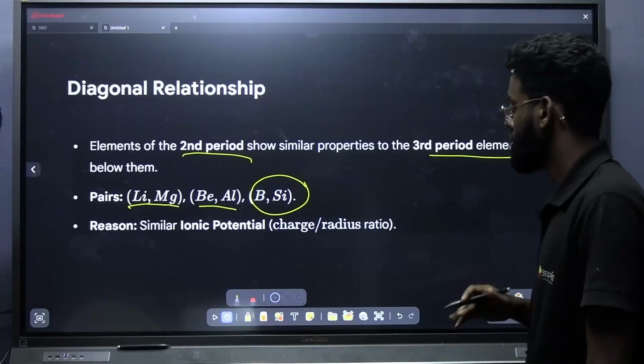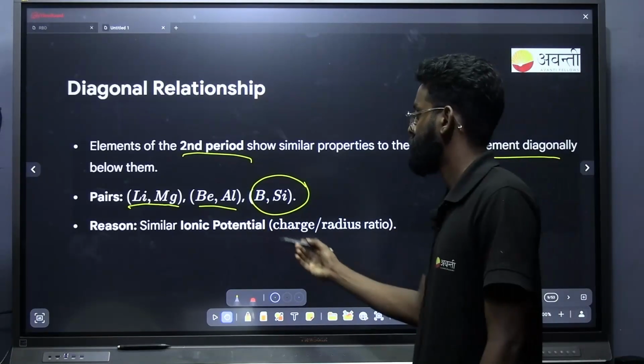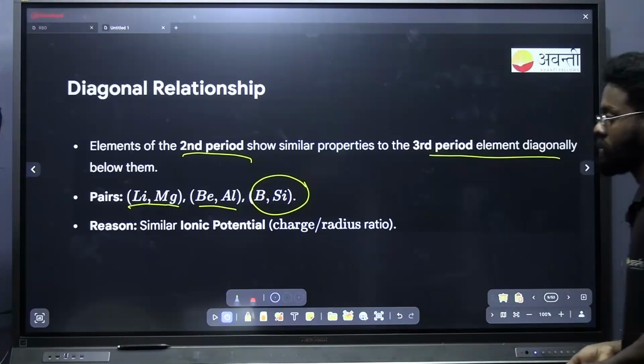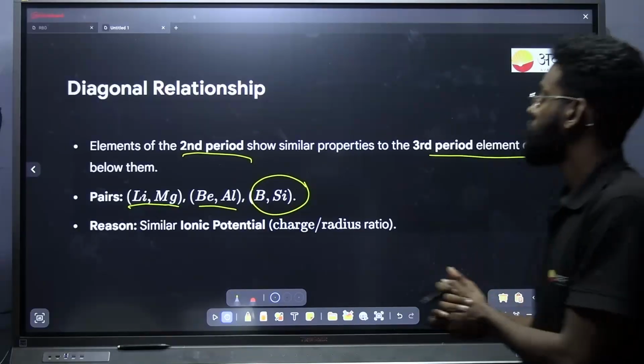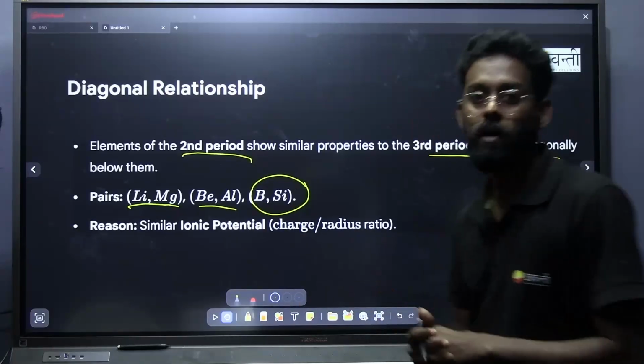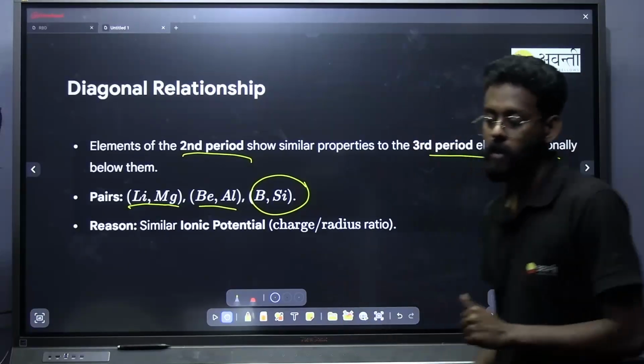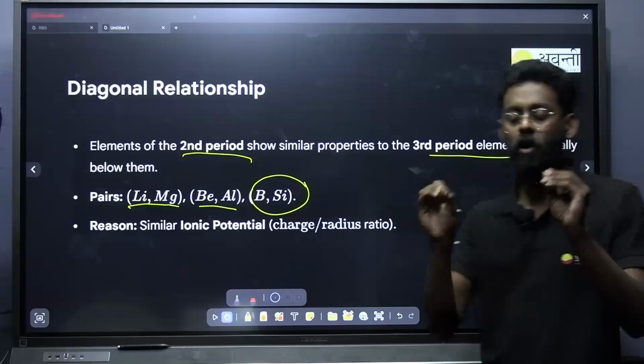Yes, the reasons are similar ionic potential. These are having almost similar ionic potential or charge by size ratio. That is the reason why second period elements show similarities with the third period element diagonally. Okay, got it? Now the things are over. The important points of this small chapter is over.